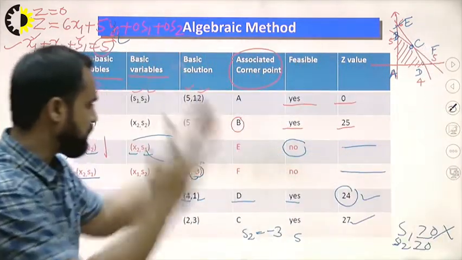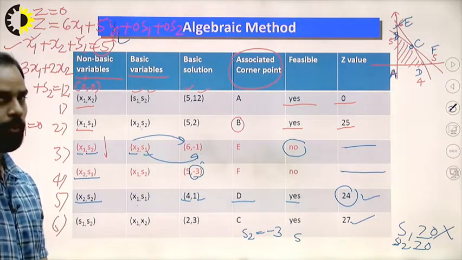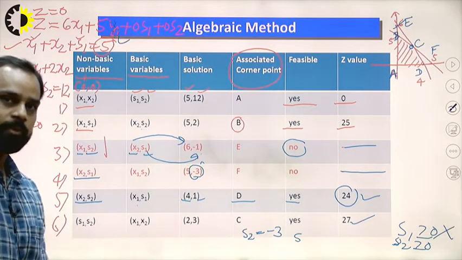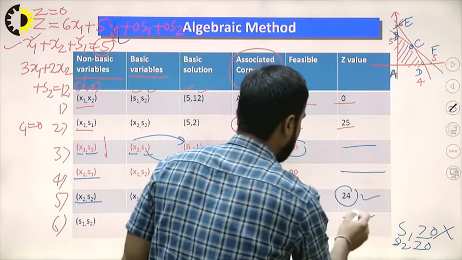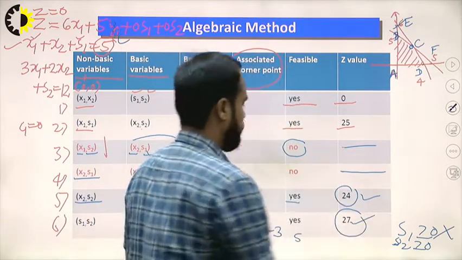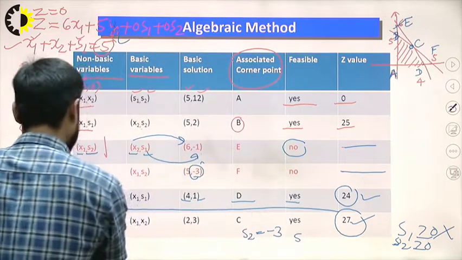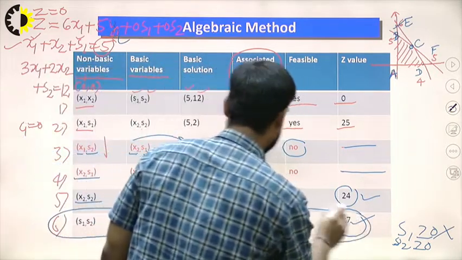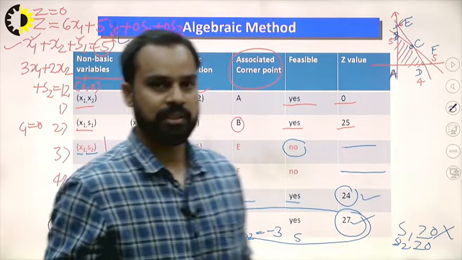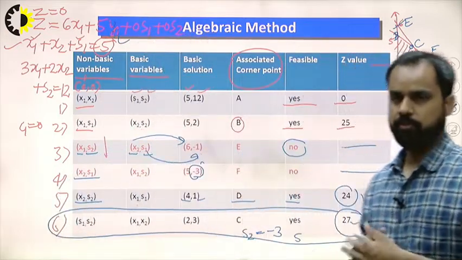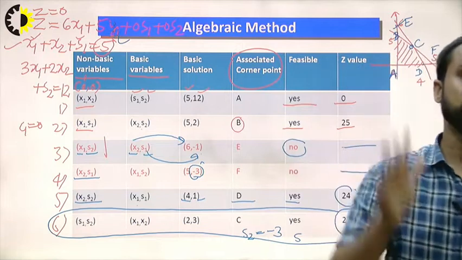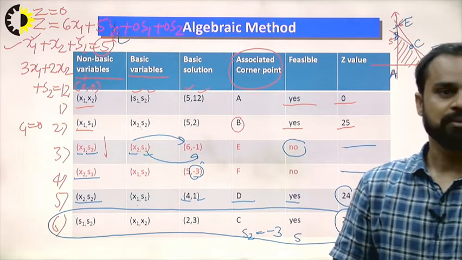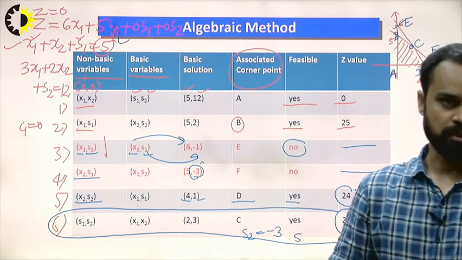So this way we can solve any algebraic problem. We can solve any LPP with the help of the algebraic method, and out of these, the maximum value of Z is 27. So this is the solution. When we solve this problem with the help of the graphical method, the same solution we obtained. With the algebraic method, the same solution will be obtained. If we solve this problem with the help of the simplex method, again the same solution will be obtained.